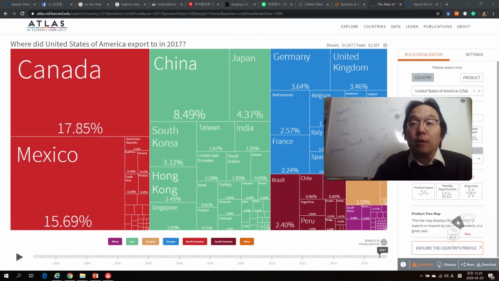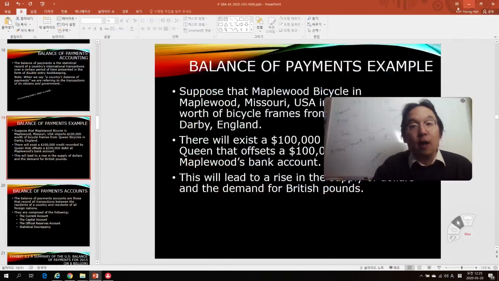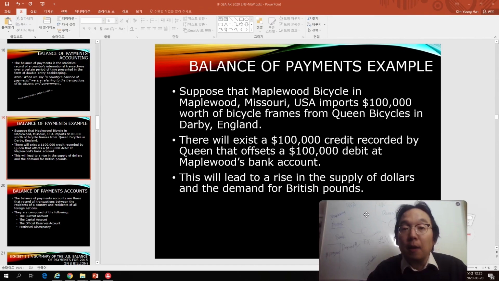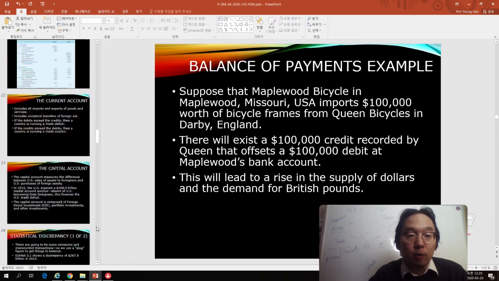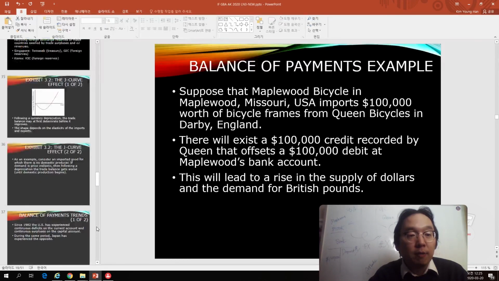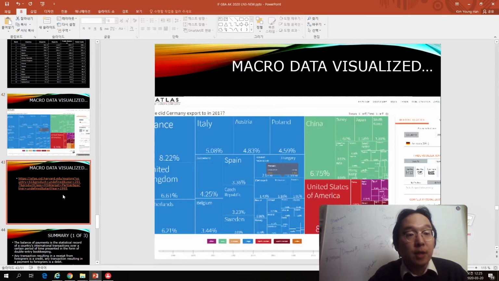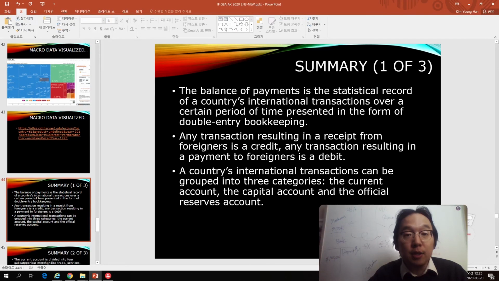So visually, you can see in one shot how the countries are doing export and import, by the countries and by the industry as well. You'll see it if you play with it. Now, where were we? Right. Yes. And then summary, right? You can read it.